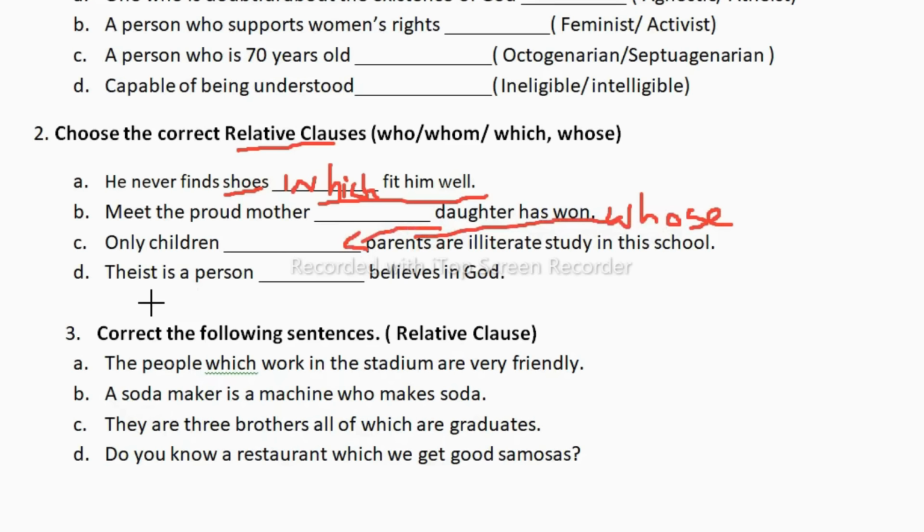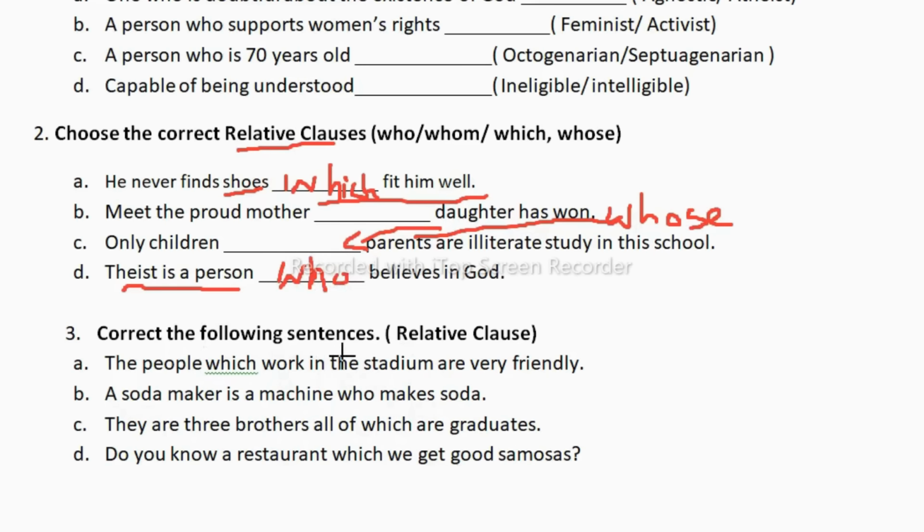The next one: "This is a person dash believes in God." Just now I said, with persons, what will we take? This is one complete clause: "This is a person." Now another clause is starting, and this who we will take in the place of the subject: who believes in God. So we need to take who.